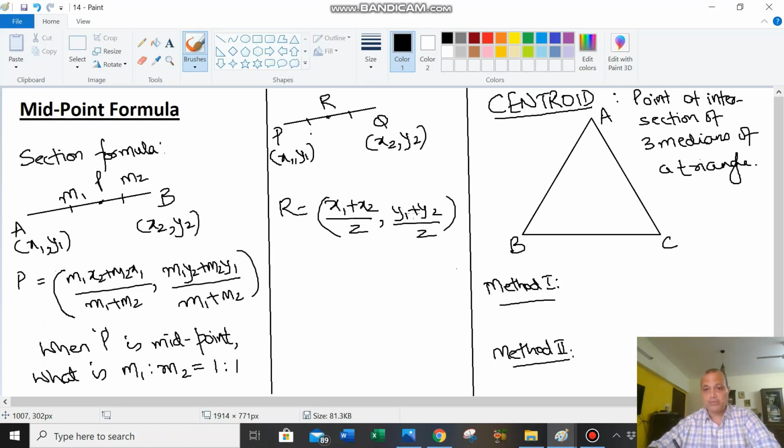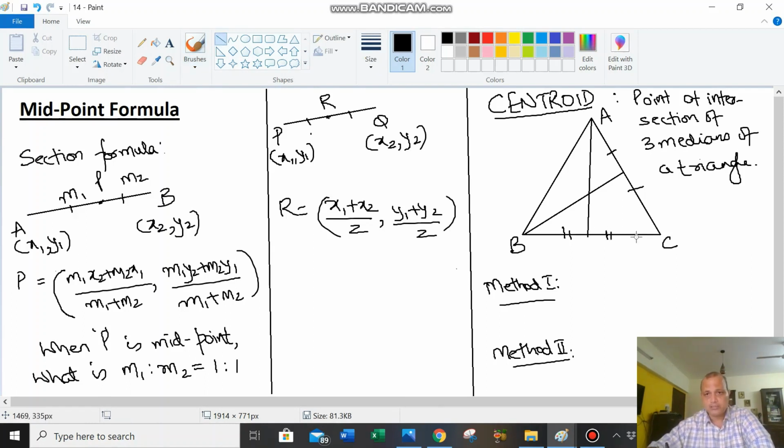Let's revise one more thing before we start this exercise. This is about the centroid. We've done this in grade 9. The centroid is the point of intersection of the three medians of a triangle. A median, what is that? A median is a line segment which joins the midpoint of a side of a triangle to the opposite vertex. So each triangle will have three medians. It joins the opposite vertex to the midpoint of the opposite side.